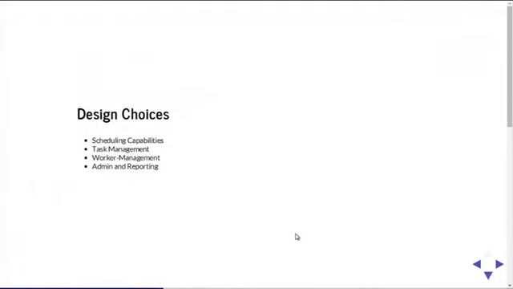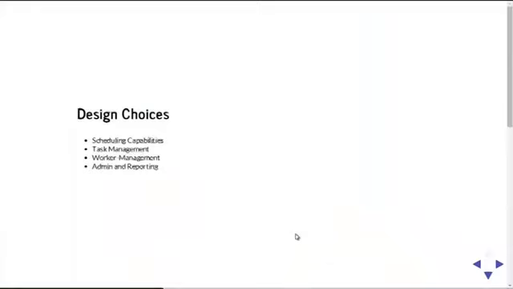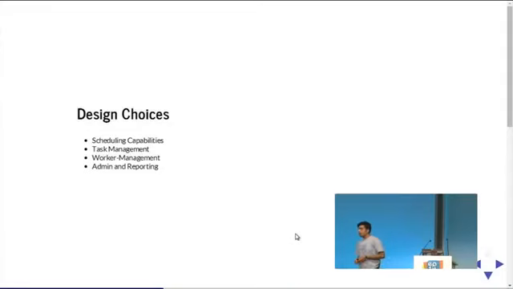Coming back to design choices, this is what I was mentioning, that I've formed 4 wrappers around it. One is the scheduling capabilities of the distributed task processing system that you have. How do you manage your tasks in the system? What is the worker management? And how do you do the admin and reporting part of it? Because at the end of the day, you want to see how your workers are performing, how well did the tasks go, how many of them failed, how many of them were successful.